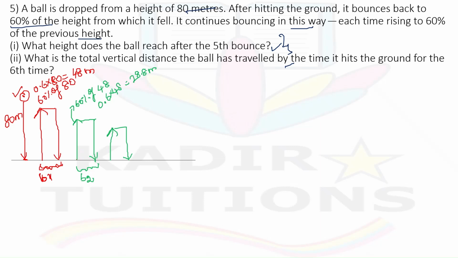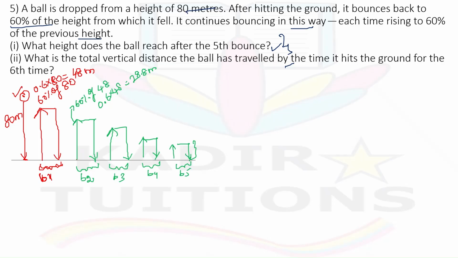The question asked was, what height does the ball reach after the fifth bounce? Like this is bounce 3, right? Like this is bounce 4 I can make, and bounce 5 is going to be even smaller. Okay, so this is bounce 5. So what will be the height during the bouncing for the fifth time? This is our question.